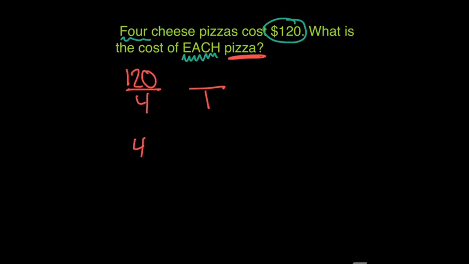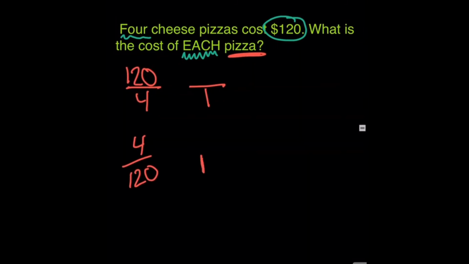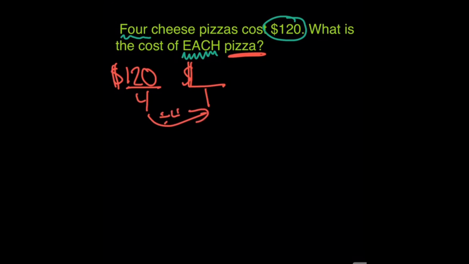So if I put the 4 over 120, and I had to get to 1, I'm not trying to get to $1. I'm trying to get to 1 pizza. So our pizza, which is 4, must be the denominator, if that makes sense. Now, this is 4, and this is $120. Now I have to find how much 1 pizza costs. So again, same process. You divide by 4. Whatever I do to the denominator I must do to the numerator. And when I divide 120 by 4, I get $30.